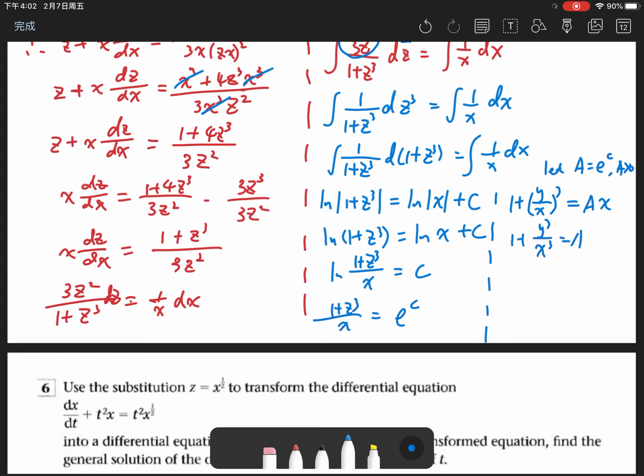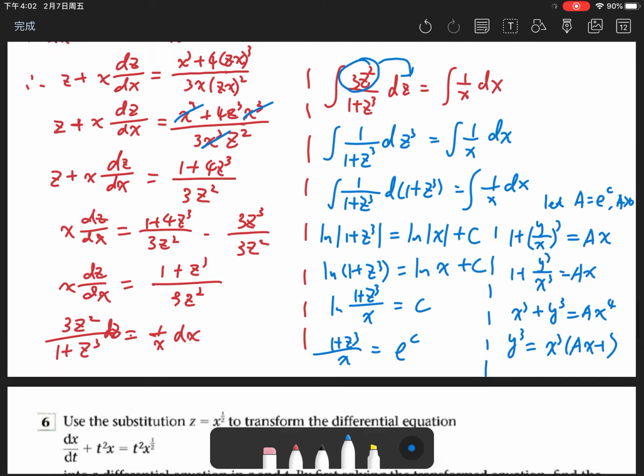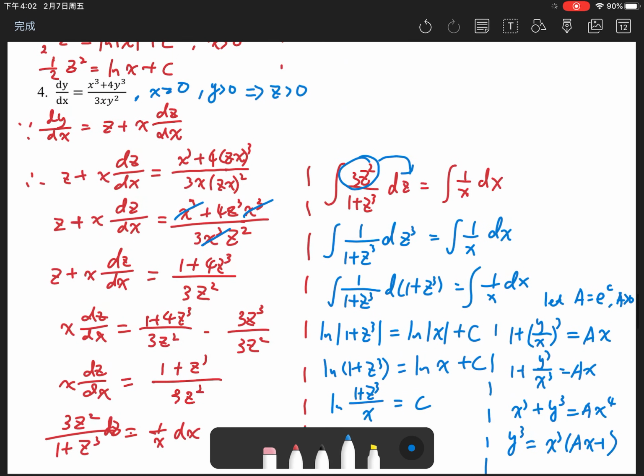So it becomes 1 plus y to the power of 3, x to the power of 3 equals a times x. So finally, it becomes x to the power of 3 plus y to the power of 3 equals a times x to the power of 4. And finally, y cubed just equals x cubed times (ax minus 1), okay? So this is the answer of question 4.